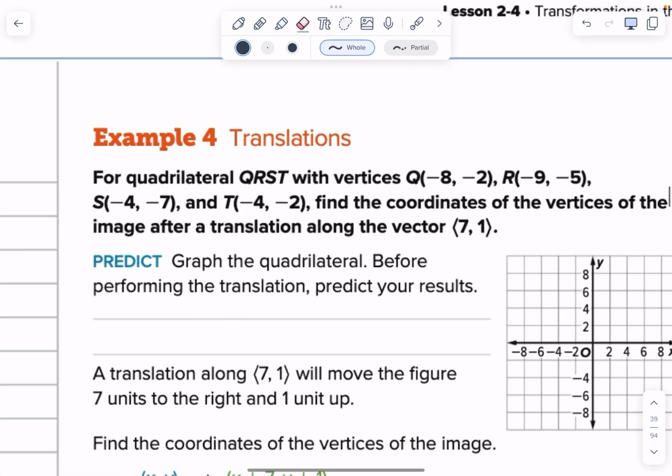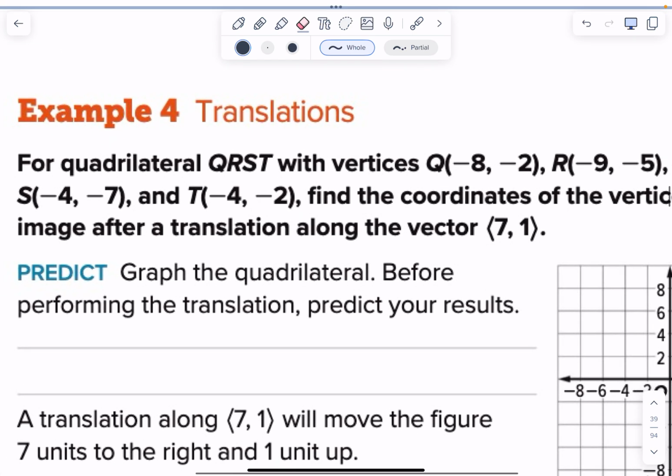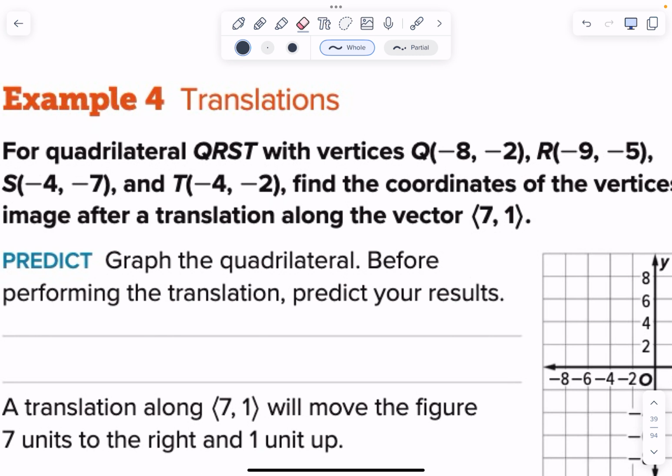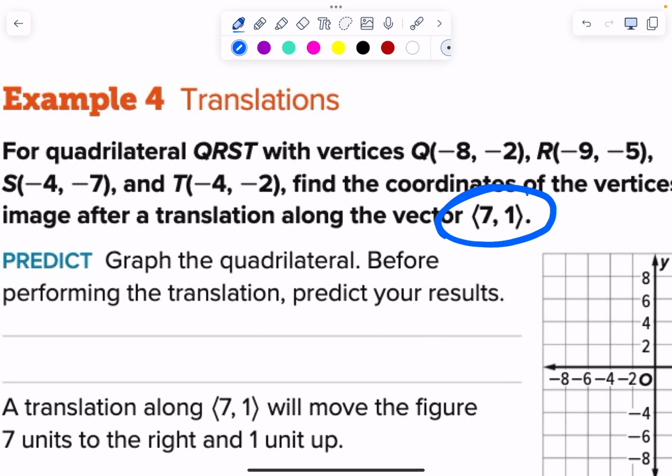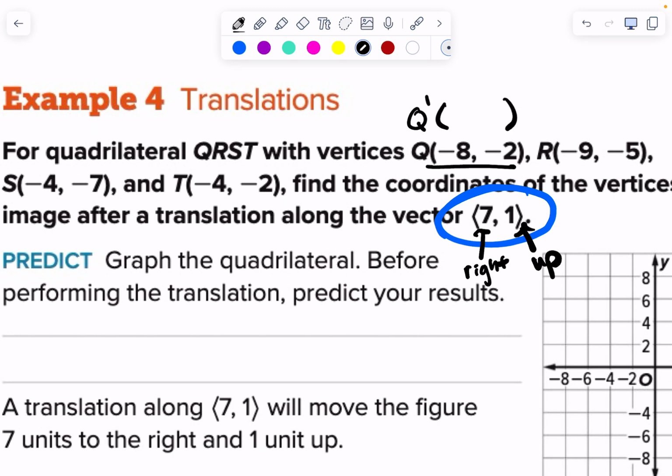Example 4. All right, translation vectors. We have 4 points, Q, R, S, and T, and then they say this thing. I said translations use triangle brackets. 7, 1. What does that mean? Just wait. Right 7 and up 1, because they're both positive. Right 7, up 1, okay? And I want to do that to each one of these. So for Q prime, if I'm going right 7, up 1, I just add those coordinates together. -8 and 7 makes -1. -2 and 1 makes -1.